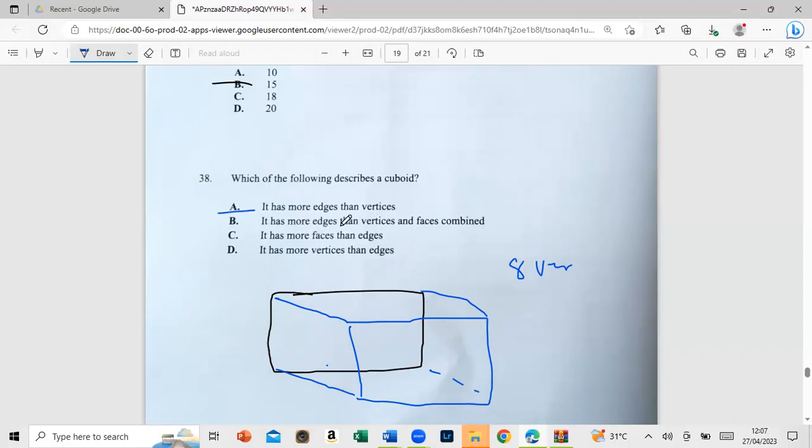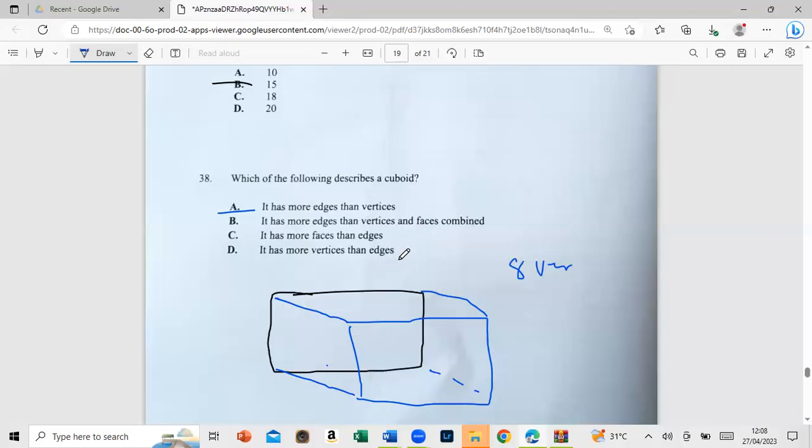It has more edges than vertices and faces combined. No, it has 6 faces. 6 and 8 are 14. It only has 12 edges. Alright. It has more faces than edges. It only has 6 faces. It has more vertices than edges.